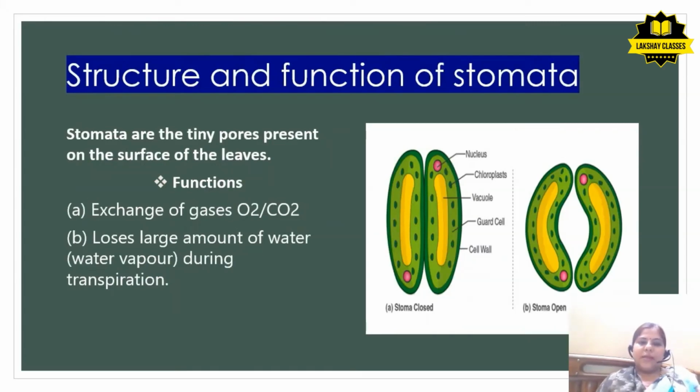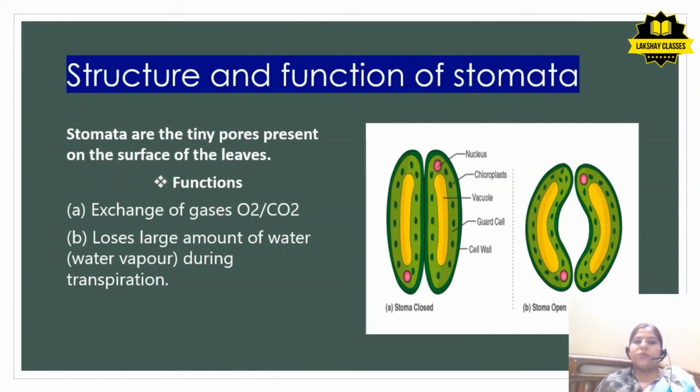So let's understand the structure and function of the stomata. You see this picture, this is of stomata. These are guard cells. They are also called kidney shaped cells. There is one stoma, which is the opening of the stomata, and this is the closed stomata. In this stomata, you can see this red colored nucleus, chloroplast, vacuole, this is guard cell and the cell wall.